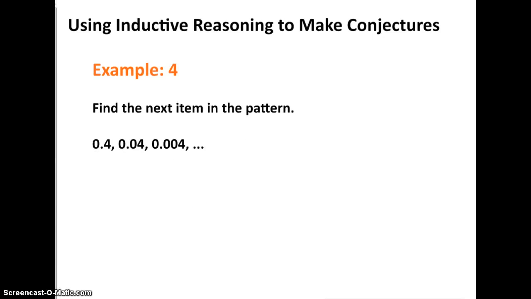Alright, in our last example, we have 0.4, 0.04, 0.004, and then a lot of you are like, oh, I know what the next one is, 0.0004, with 3 zeros after the decimal. But I do want you to realize what is actually happening here. We are actually dividing by 10 each time. Alright? So make sure that you understand the math behind it all.